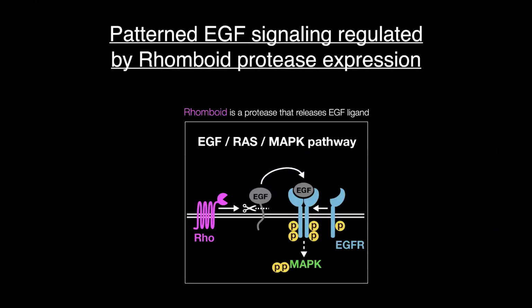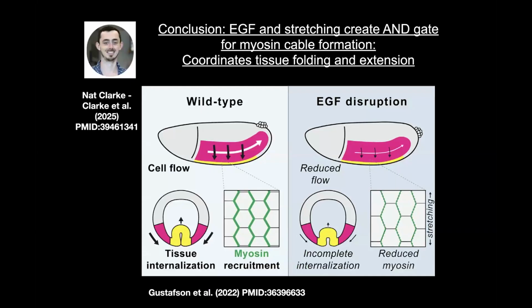I'll tell you briefly about a story that we recently published. This is work done by Nat Clark in the lab. And this shows how there's a biochemical signal, EGF, and a mechanical signal, stretching by the mesoderm. This appears to serve as an AND gate to stimulate the myosin cable assembly in the germ band. So both the biochemical and mechanical signal are required together to trigger this event.